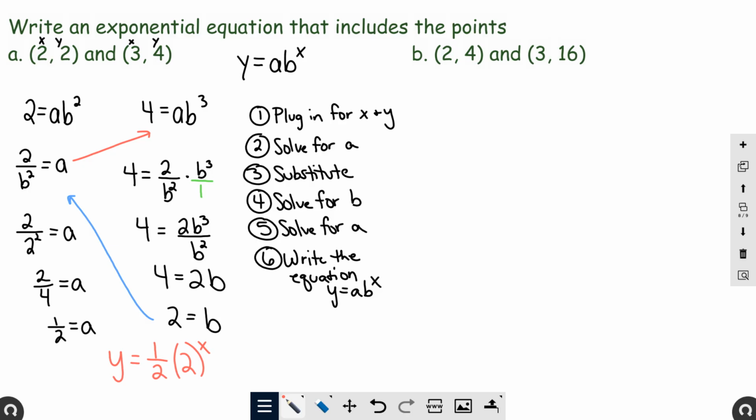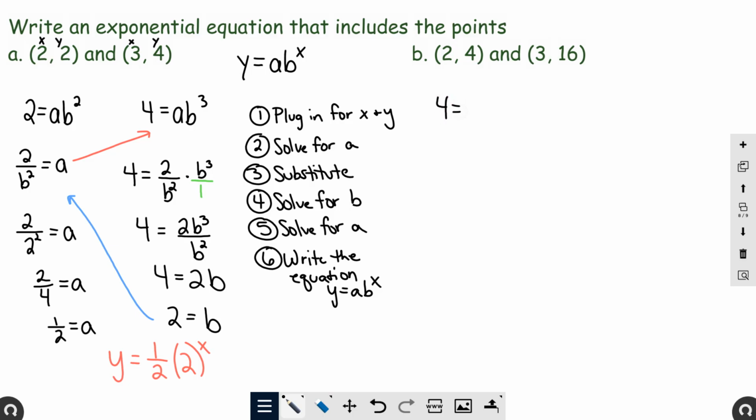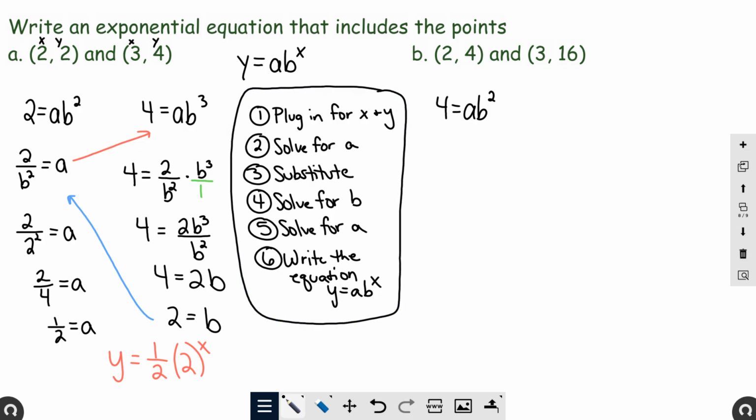We're going to do the same steps. You guys help me out and make sure we got it right. So what is the first thing that we want to do on part B? Plug in x and y. So what's my equation going to look like? To the second. So we're plugging in for the x and the y. So 4 equals ab to the second. Then plug it in for the other equation. What's that going to be?